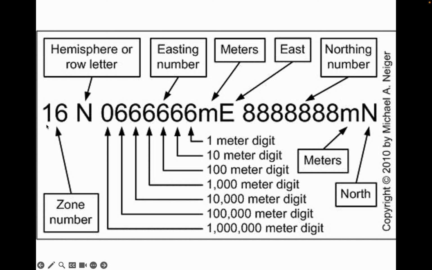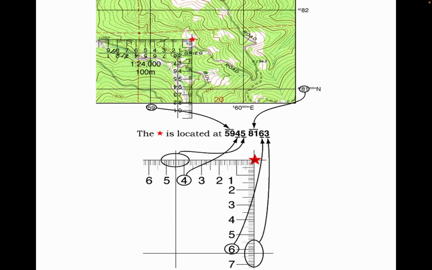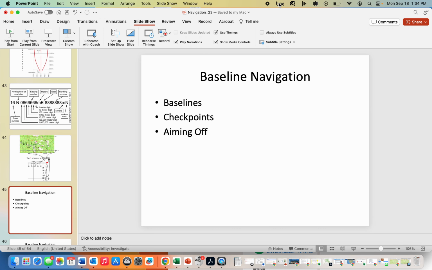Okay, your zone, your hemisphere, your easting, almost always starting with a leading 0. And oftentimes people will write the little letter M, meaning meters, but I don't. I don't think there's a need to. It's self-evident. There are no other types of units you're going to use. It's only meters. East, and then your digits, and then north. Okay. There we go.